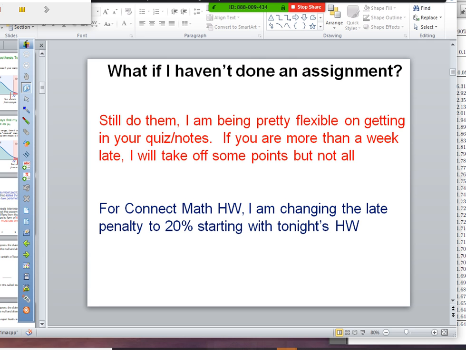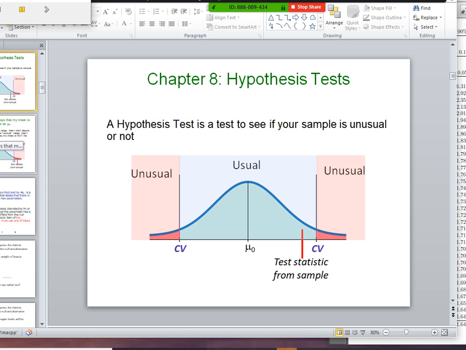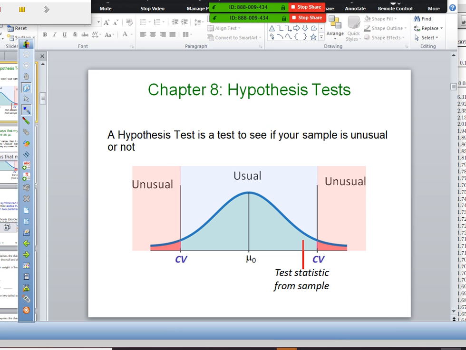All right, so we're going to take a look at Chapter 8, Hypothesis Tests. Again, reminder, a hypothesis test is a test to see if your sample is unusual or not. That's the whole point. Is your sample unusual or is it pretty typical? If it's usual, that's kind of normal and nothing exciting happens. If you get something unusual, that's when you write a paper. You get stuff out here in these unusual areas.